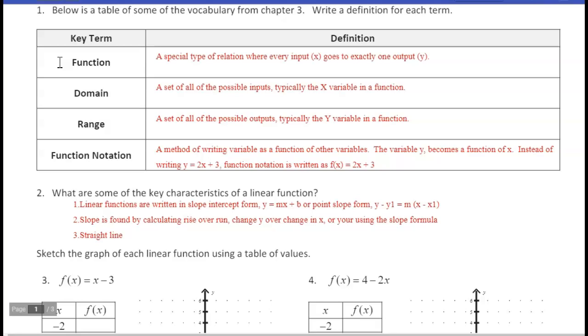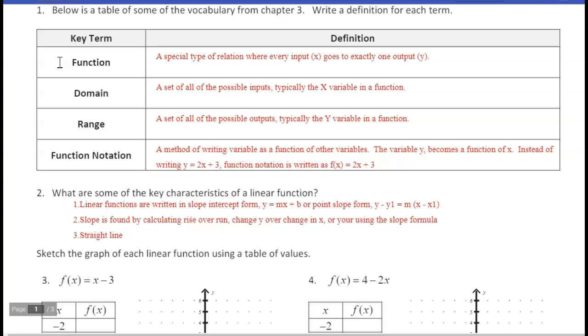that I've written down. So you guys should know that a function is a type of relation where every input x goes to exactly one output y. Domain is your inputs, which are typically x, although not always, especially in story problem and real world situations. Range is possible outputs, typically y.